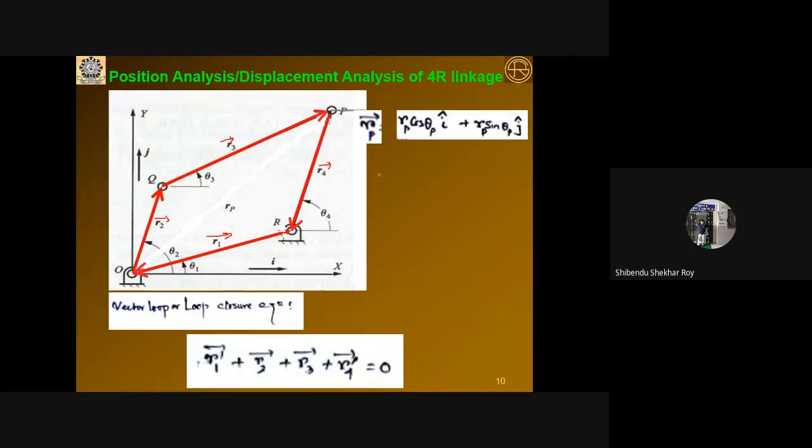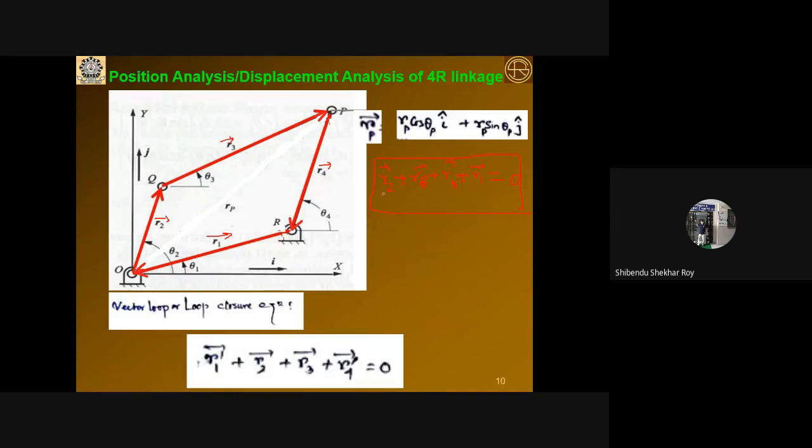You start from here with the R2 vector. So first the R2 vector plus R3 vector plus R4 vector plus R1 vector. So R2 plus R3 plus R4 plus R1 equals 0. This is basically known as the vector loop closure equation.